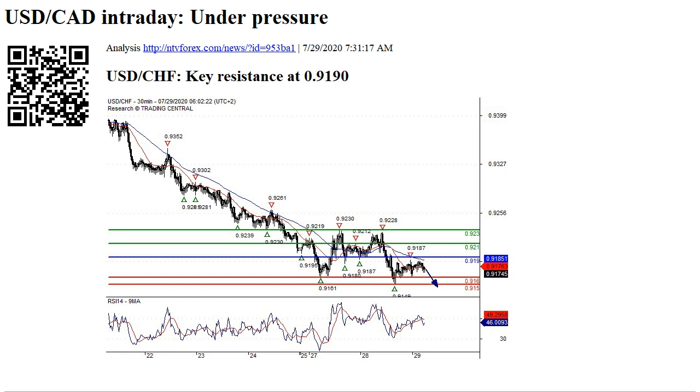Alternative scenario below 0.7145. Look for further downside with 0.7125 & 0.7110 as targets. Comment: a support base at 0.7145 has formed and has allowed for a temporary stabilization.